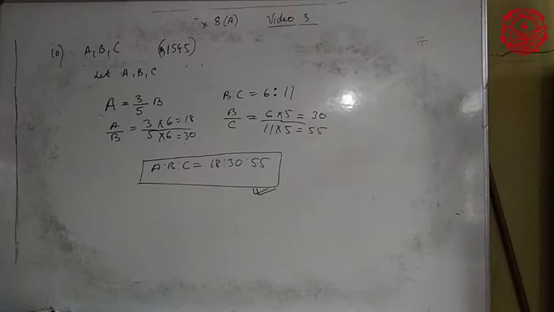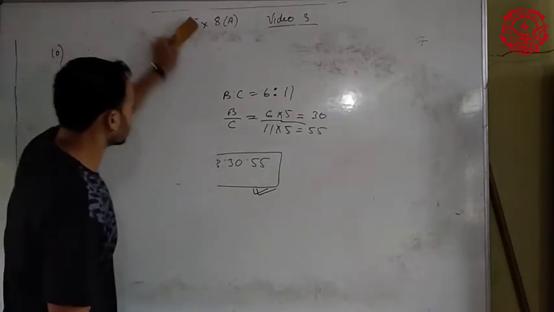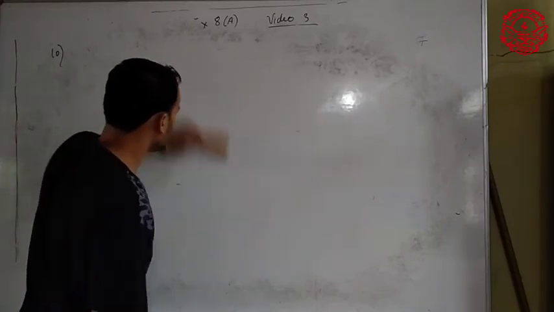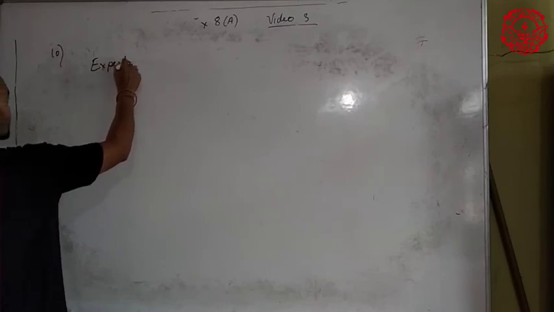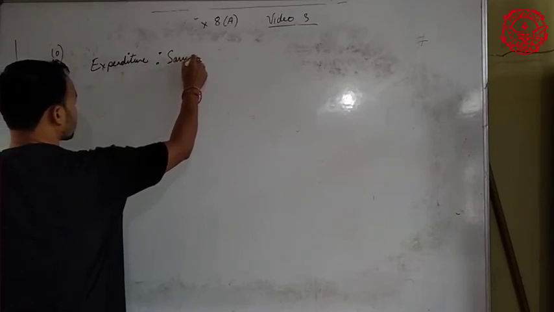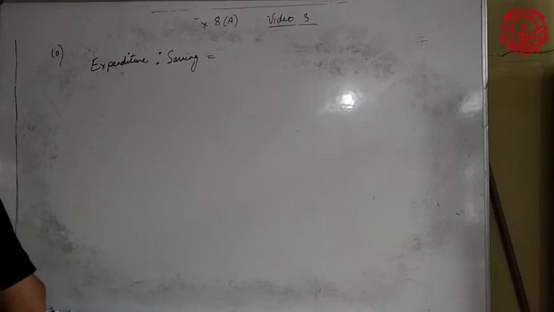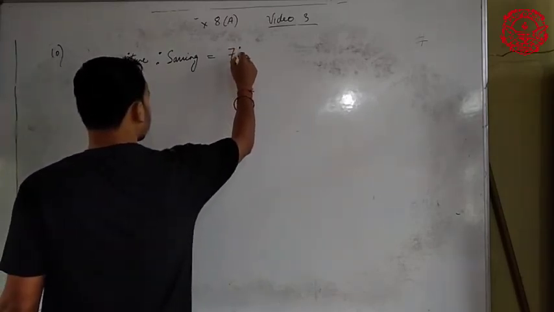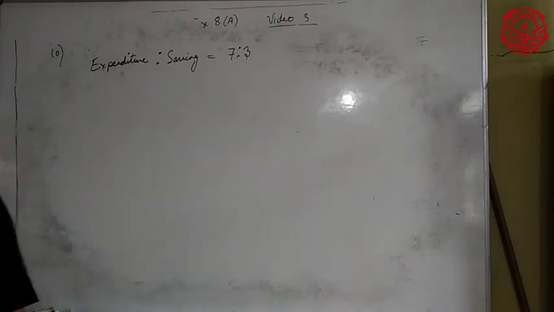Question number 11 is important. You see, it's question number 11. The ratio of expenditure to the savings. Expenditure is to savings is given as how much? 7:2. And find the income. We need to calculate the income.